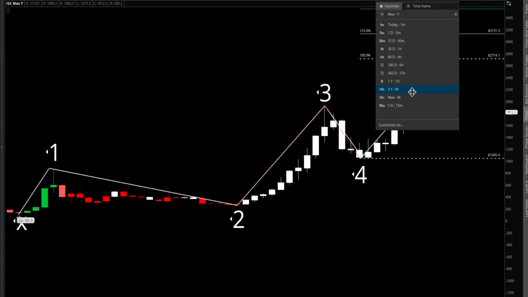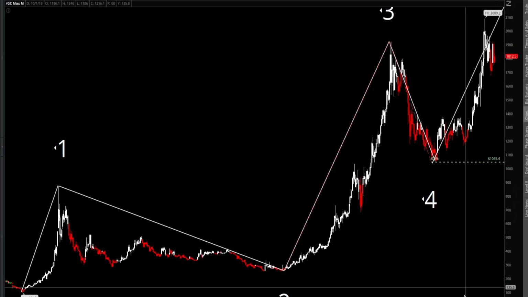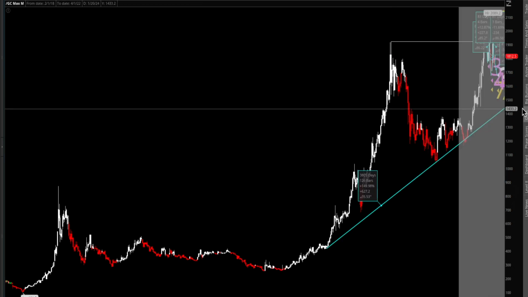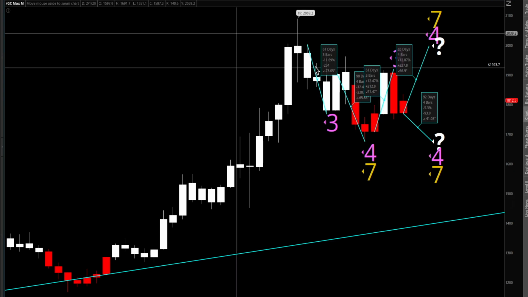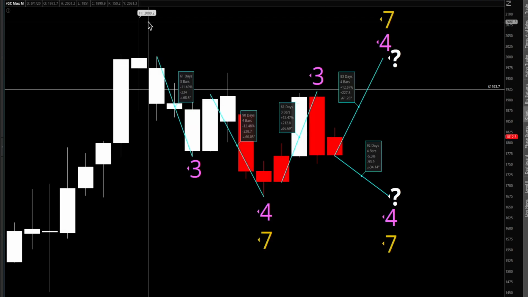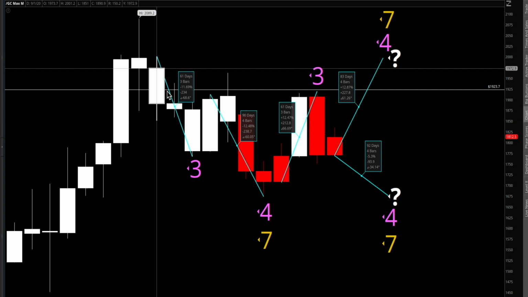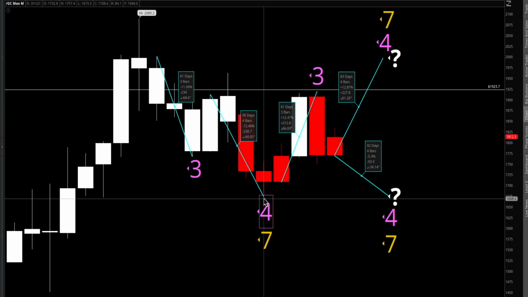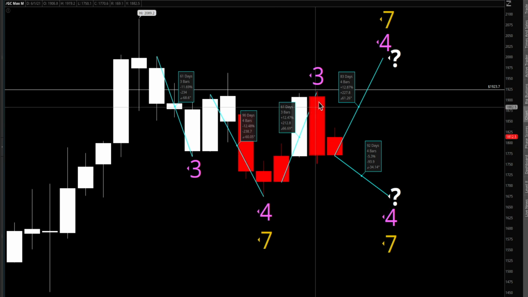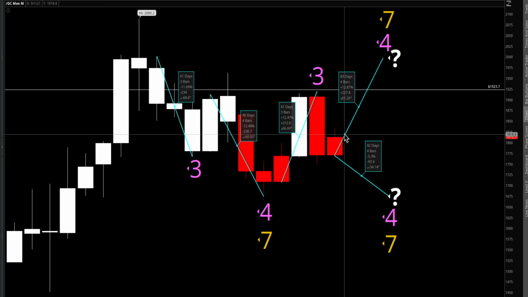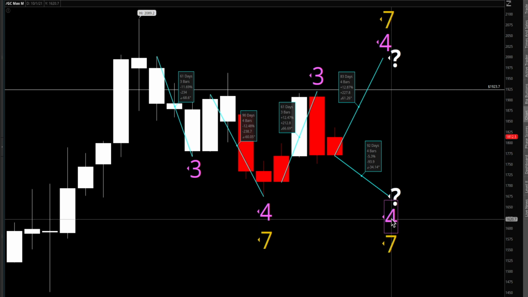If we go into the monthly chart and add our Gann waves, let's open this up. This is to the recent high, 2089. And we do our Gann waves, you can see that we have 3 and then 4, total of 7. And now we have 3 up. Now the question is, is the 4-7 going to be up or is it going to be down? That is a question.